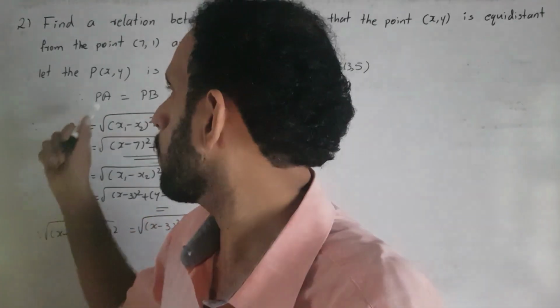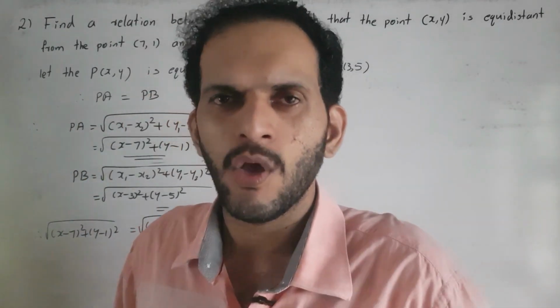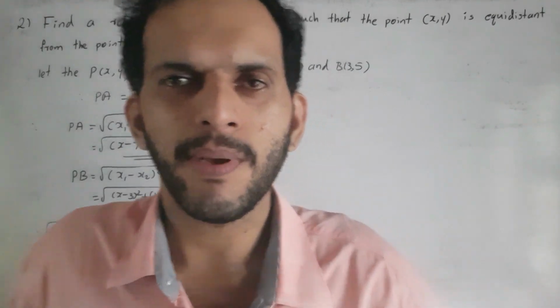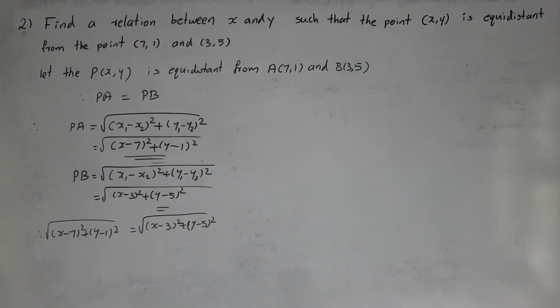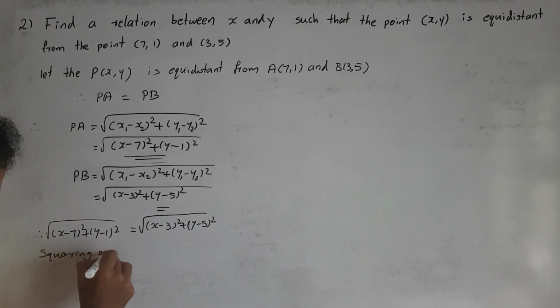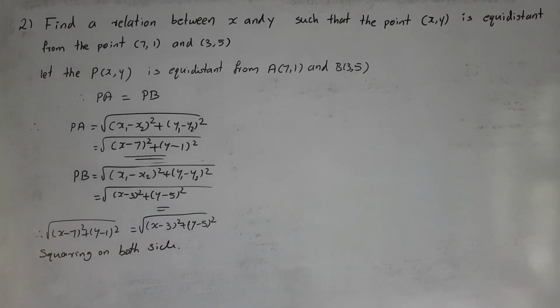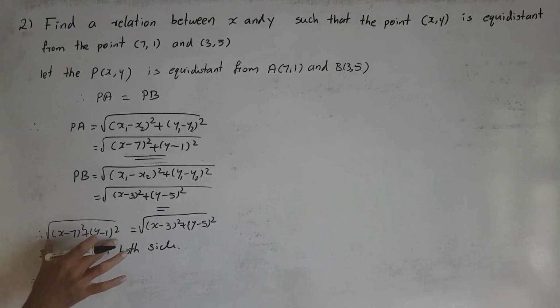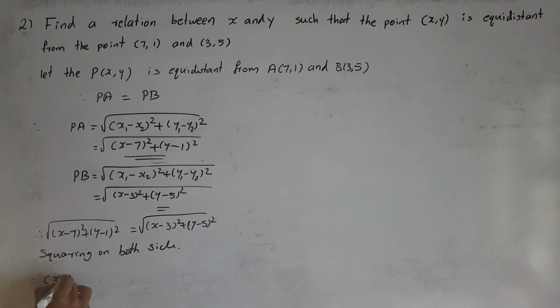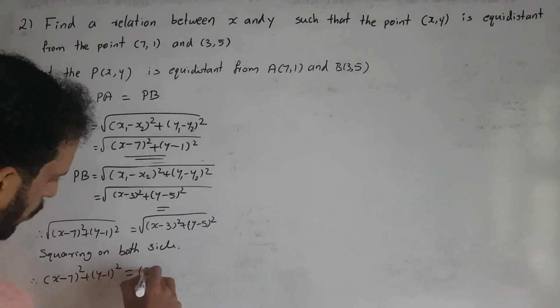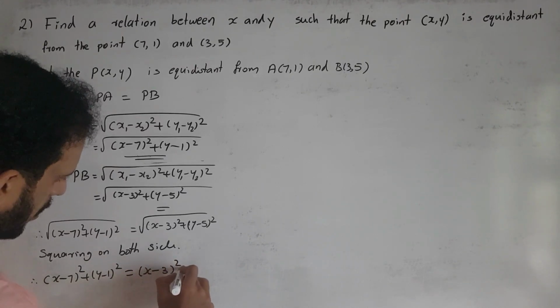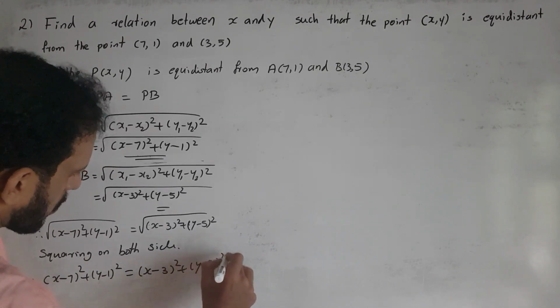We take the square of PA and PB. Then why are we squaring on both sides? To remove the root. Okay, then we just write squaring on both sides. Therefore, if we square here, then what happened? The root will be removed, then what is remaining? (x minus 7) whole square plus (y minus 1) whole square is equal to, here what happened? The root will be removed from here, then (x minus 3) whole square plus (y minus 5) whole square.